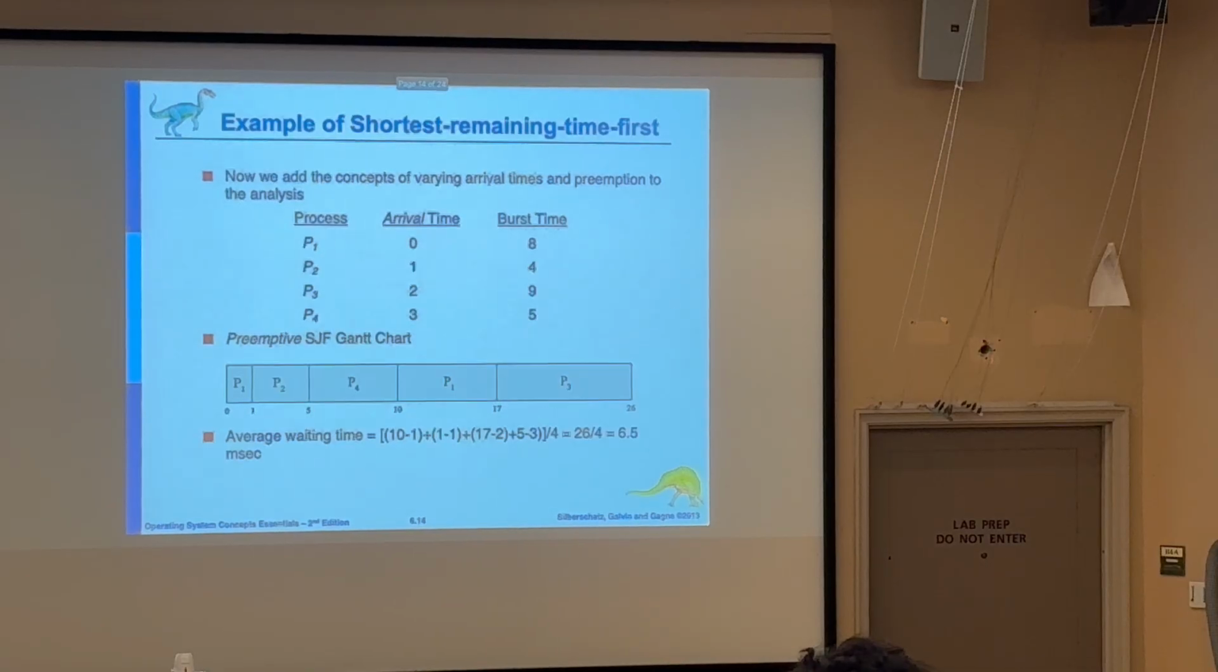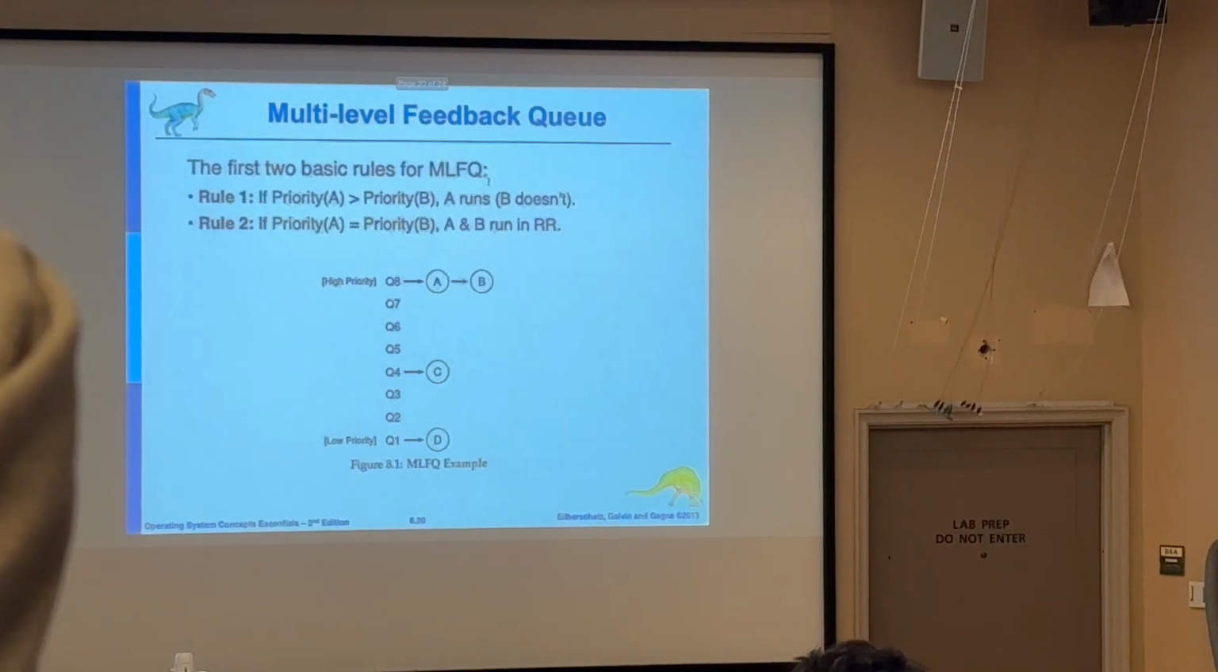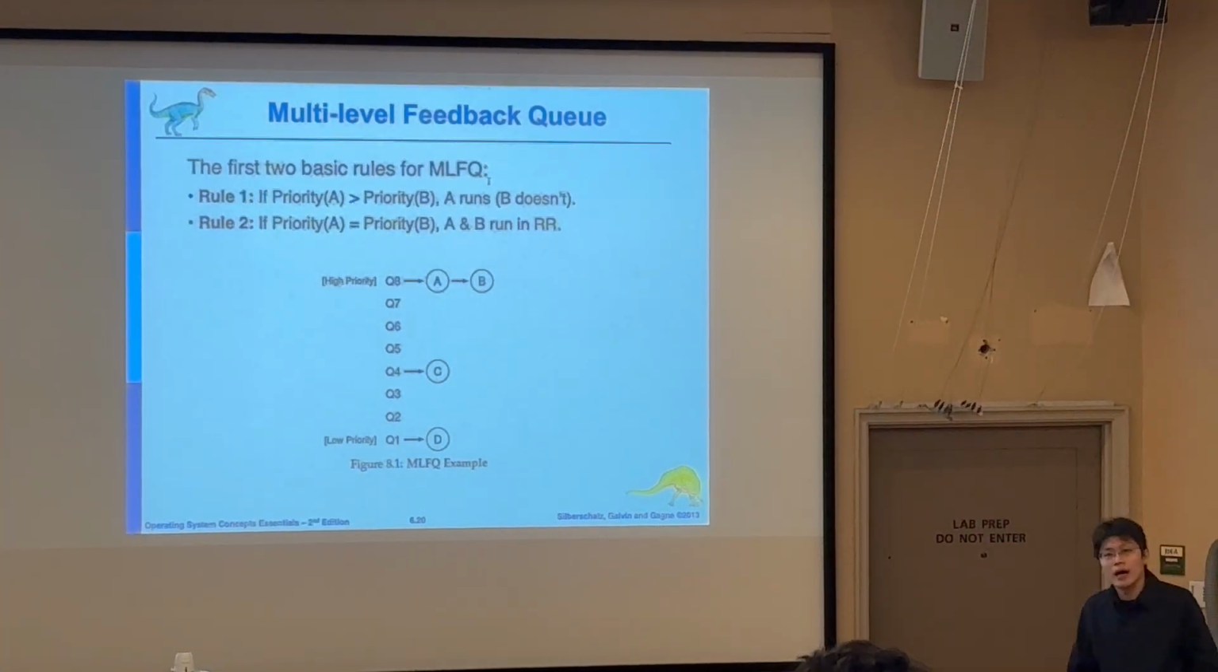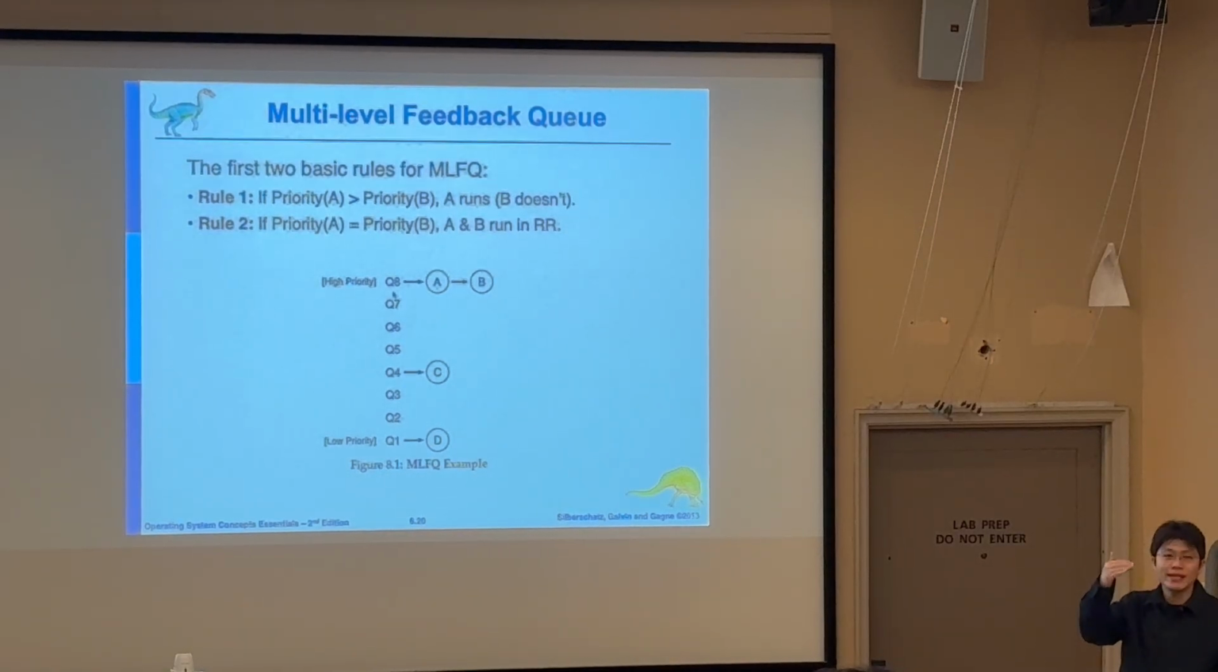But I want to quickly finish the multi-level feedback queue, which you will need to implement in your lab. So you can start working on that. You can imagine that in a multi-level feedback queue, it's not one ready list anymore. This ready list is split into multiple queues, and each queue has its own priority.